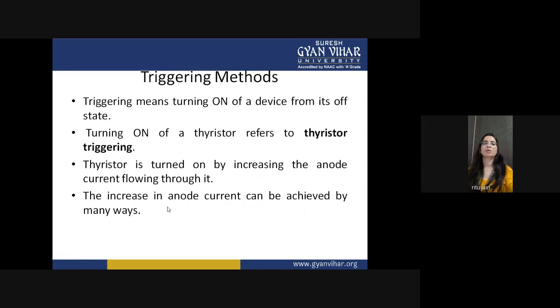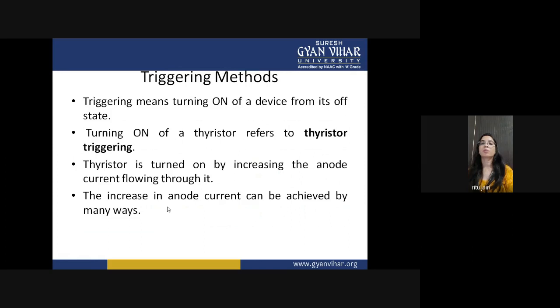Now we come to the triggering methods. Triggering means turning on the SCR or thyristor. Turning on of a thyristor refers to thyristor triggering. And a thyristor is turned on by increasing the anode current flowing through it.